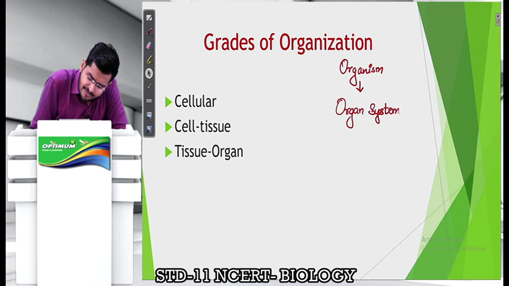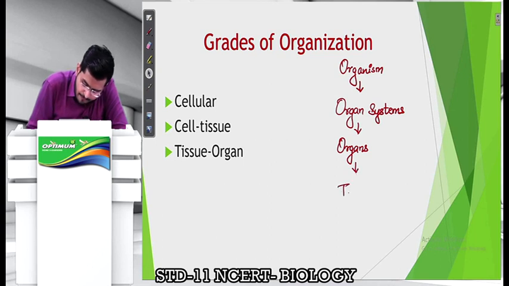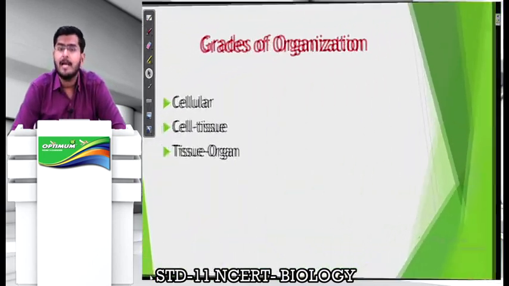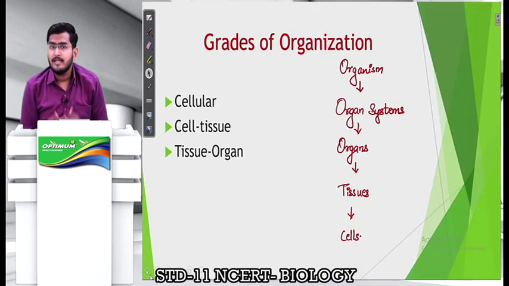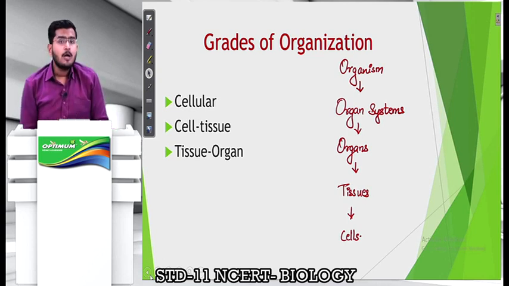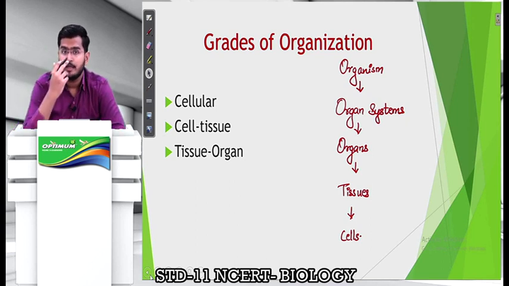Organ systems are made up of organs. Organs are made up of tissues, and tissues are made up of cells, right? So we know that cells make up tissues, tissues make up organs, organs make up organ systems, and organ systems make up organism.